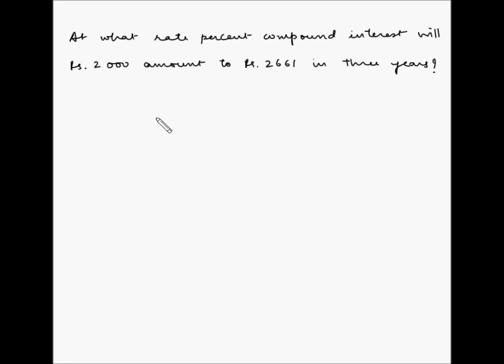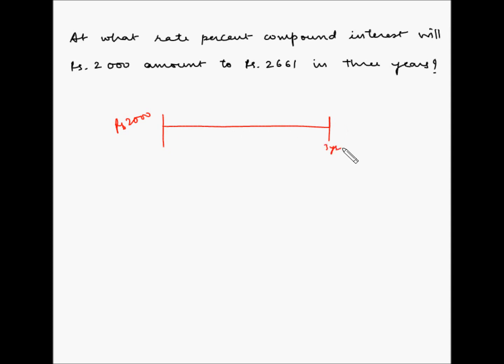At what rate percent compound interest will rupees 2000 amount to rupees 2661 in 3 years? So here let's say an amount of rupees 2000 has been deposited in a bank for a period of 3 years. So 1, 2 and 3.